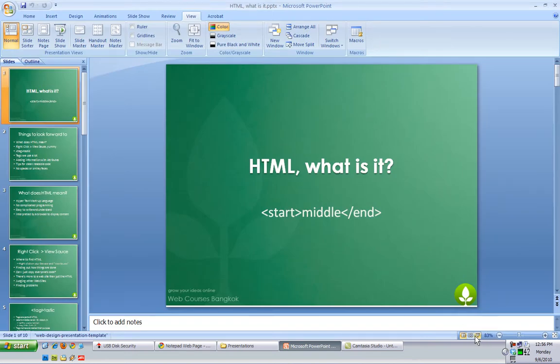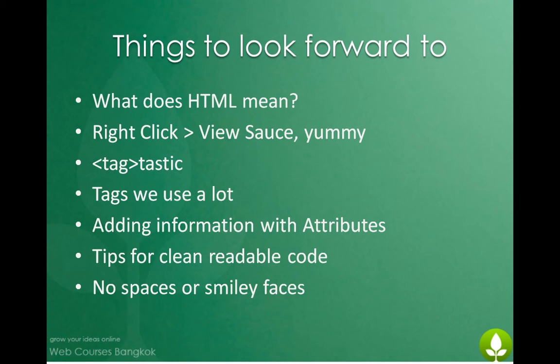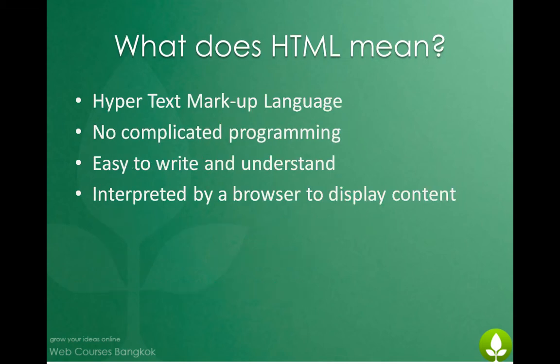Right, so this is HTML, and HTML is all about a story. It's got a start, a middle, and an end. So this is what we're going to be looking at in the presentation. We're going to have a look at what HTML means, and right click and where we can find it, some tags we use a lot, and then also with some of the tags you add information and you use that with attributes. And then we're going to have a look at tips for clean, readable code, because if you do a big website, it's important to be able to read it. And then lastly, no spaces or smiley faces, and that's how to save your files.